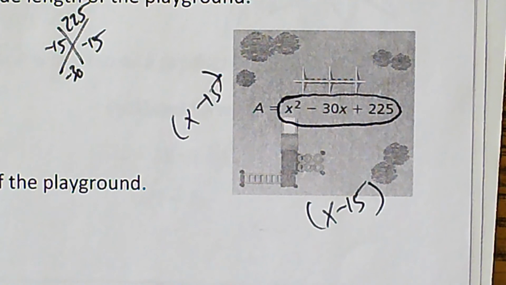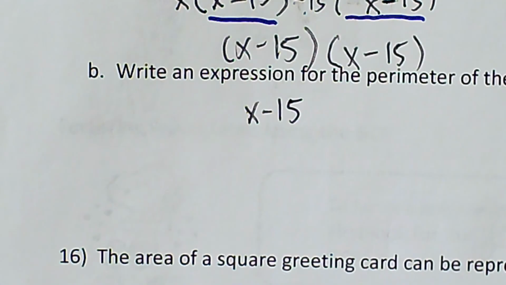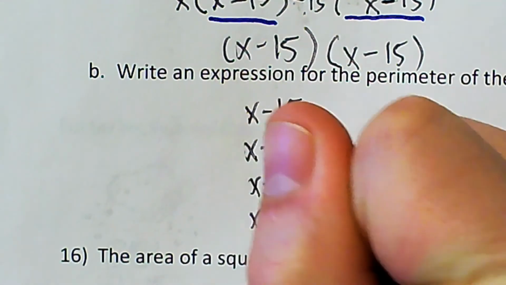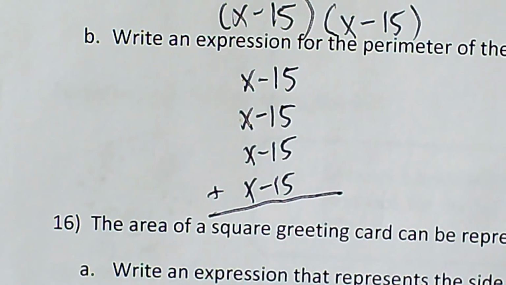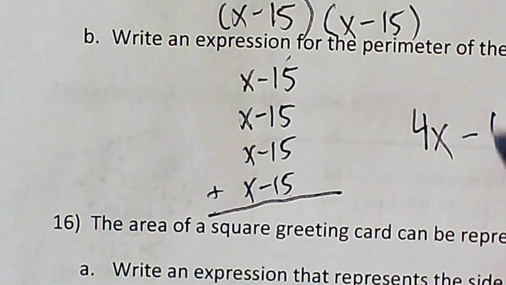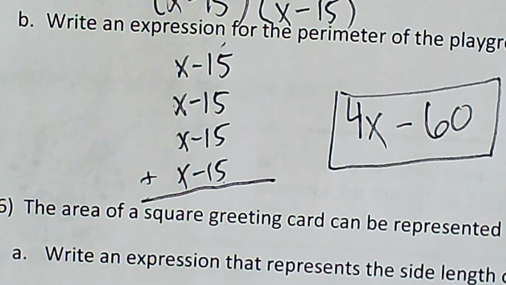How do we find perimeter of a shape like this, or just any shape? You add up all the sides, right? So it says write an expression for the perimeter of the playground. You're just going to add up how many of these x minus 15s? 4 of them, right? So let's just add them up. Well, how many total x's do we have? 4. Okay, so 4x, and then we're adding up 4 negative 15s. So minus 60. So that is the perimeter. Any questions so far?